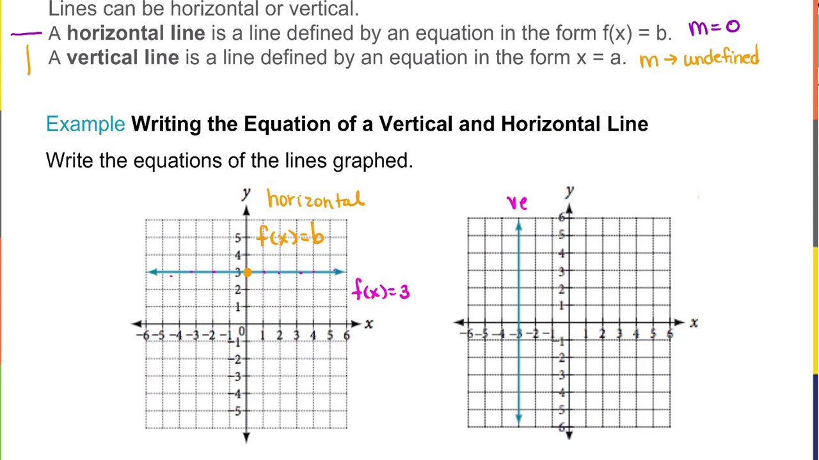This is a vertical line. And as I said above, vertical lines have the equation in the form x equals a. A in this case is what x equals. So what does x equal? On the x-axis, all of these points have x coordinates that are -3. So in this case, x equals -3 would be the equation. So horizontal and vertical lines just have one number really in the equation. It's x equals a number for the vertical line and f of x equals a number for the horizontal line.